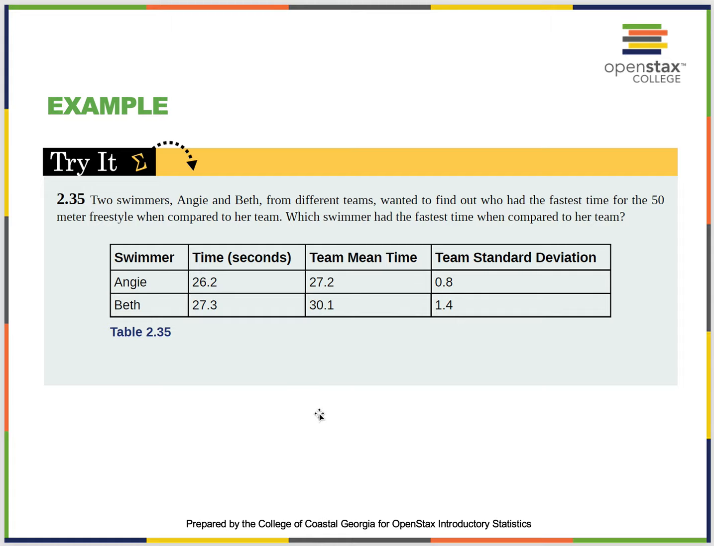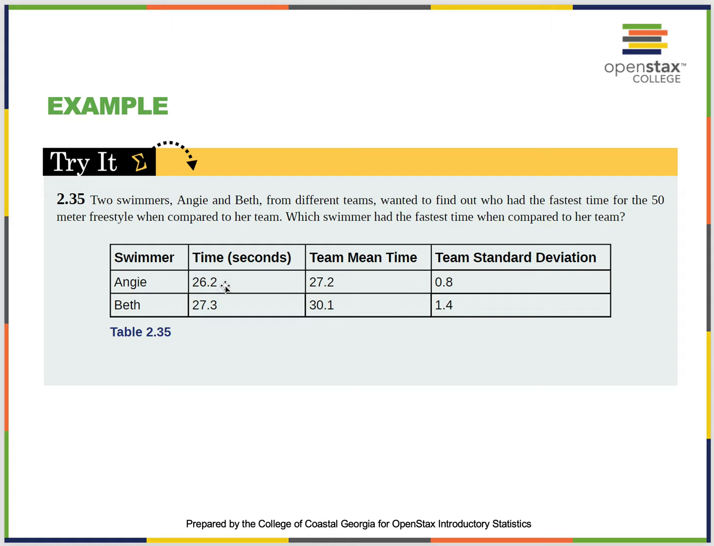So here's another one. Two swimmers, both from different teams, want to find out who had the fastest time for the 50-meter freestyle compared to her team. Which swimmer had the fastest time? So this is the time in seconds. This is the team time. This is the standard deviation.